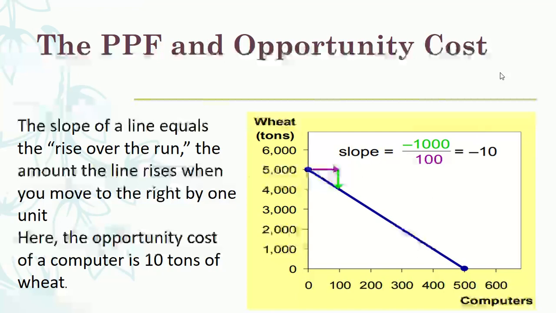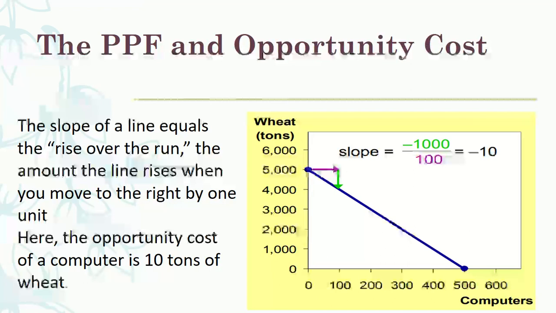The production possibility frontier and opportunity cost. Here the rise is a negative number. You can see here the graphical representation. Here the rise is a negative number because you move to the right, and the line falls, which means the wheat output is reduced. The slope of the line equals the rise, the amount the line rises when you move to the right by 1 unit.